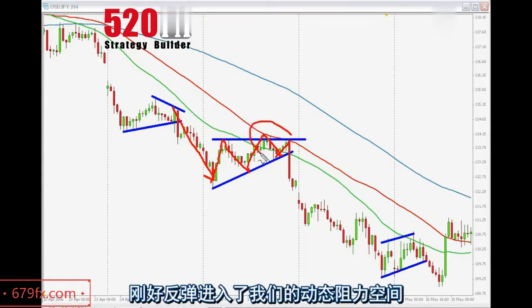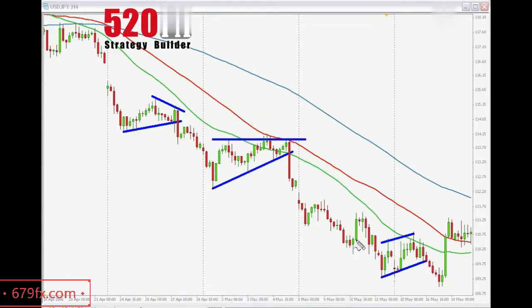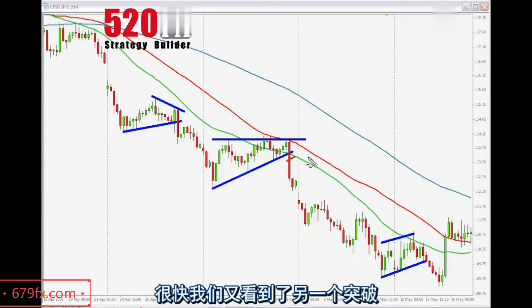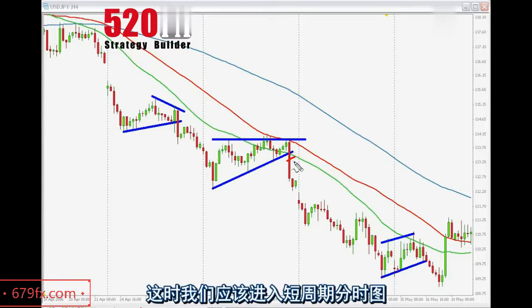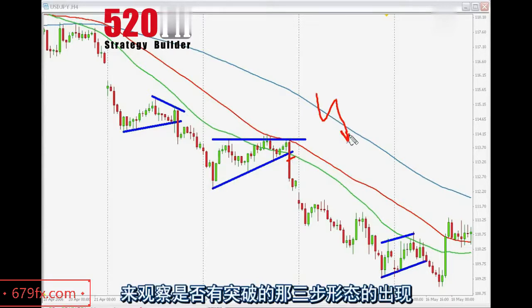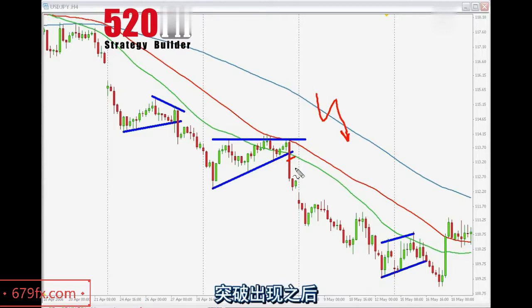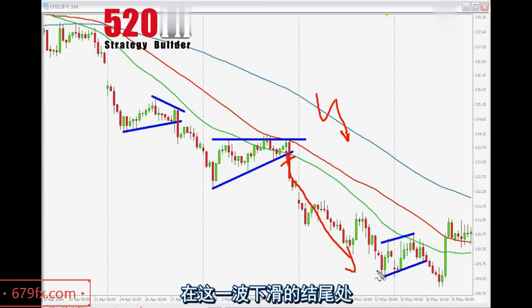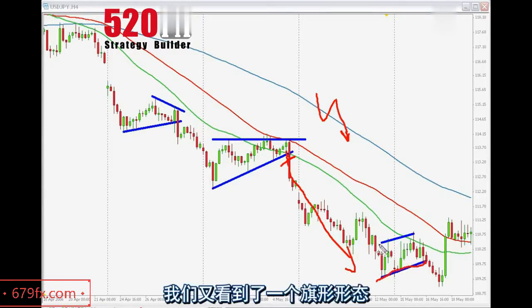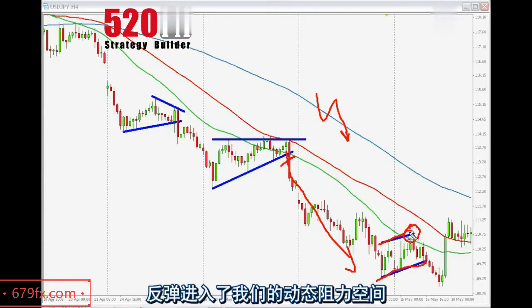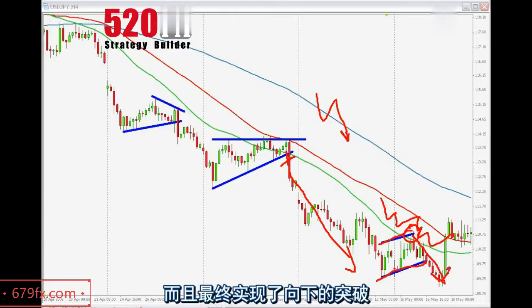Retracing all the way to our favorite area, the area of dynamic resistance. Shortly after, we get another breakout. We would have to zoom into the shorter time frames to see if we get the 1, 2, 3 aspects of a breakout, but nonetheless, we do get the breakout. Sure enough, it gives way to another swing down. At the end of this swing, what do we see? Another flag back to the area of dynamic support and resistance, and sure enough, it breaks to the downside.